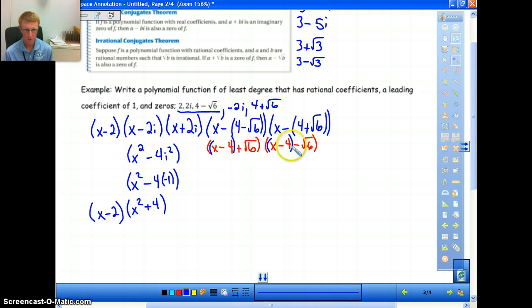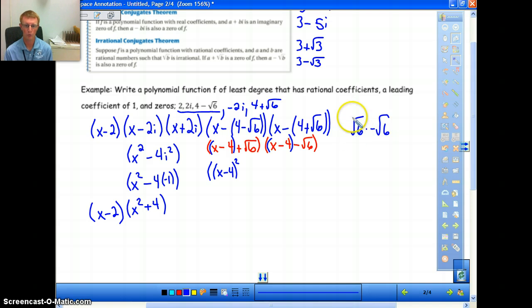We have a plus and we have a minus, which means we're going to take our first term, which is in the blue here, and we're going to square that. So x minus 4 will be squared. This is the difference of squares. And then we're going to multiply a positive square root of 6 and a negative square root of 6. So we have square root of 6 times negative square root of 6.